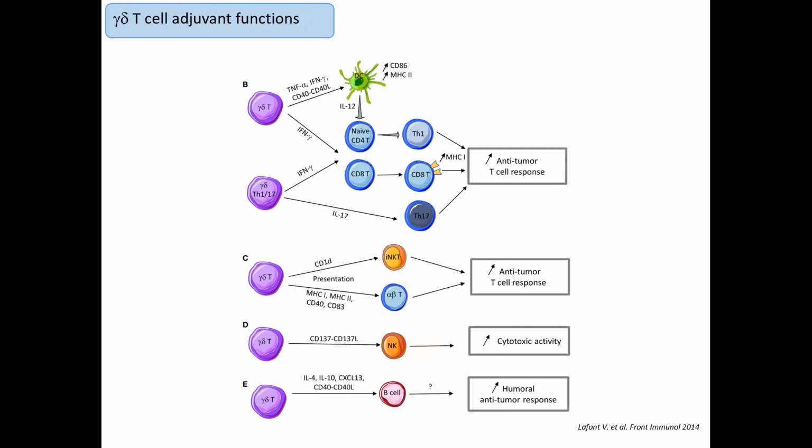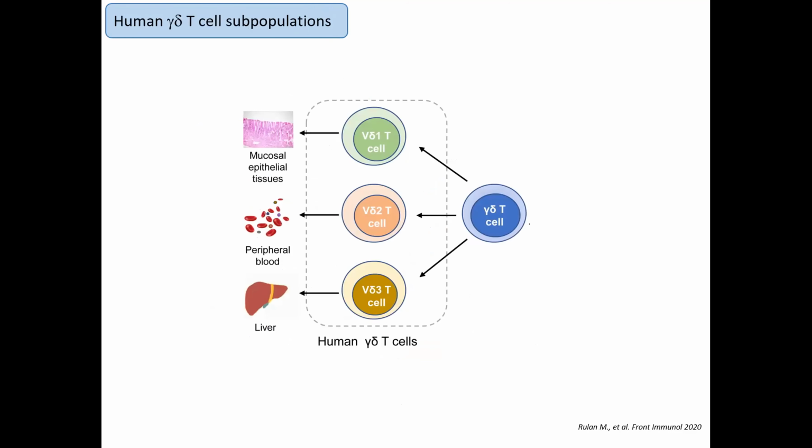But in addition to this direct cytotoxicity, they also have key adjuvant functions, for example, enhancing or promoting DC maturation and CD4 polarization. They increase or enhance CD8 T cell responses, NK cell responses, and humoral responses against infected and tumor cells. So as you can imagine, all these functions are not performed by a single static cell type, but rather there are different populations depicted here in human gamma delta T cells.